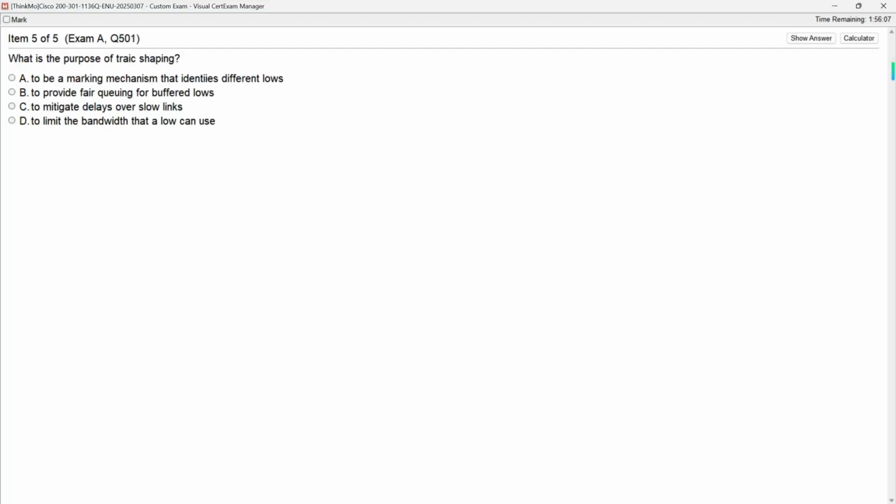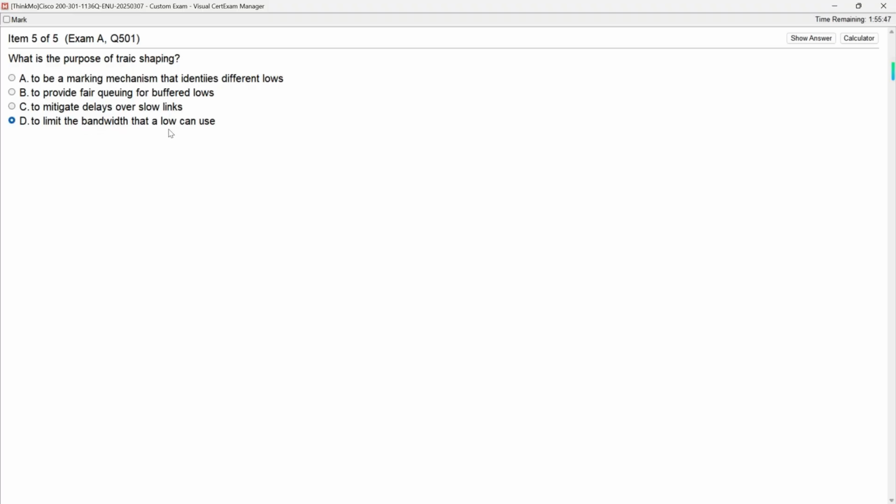All right, question 5. Question 5 is about traffic shaping. It asks, what is the purpose of traffic shaping? The technology itself is essentially a rate limiting technique, right? At its core, its main purpose is to force traffic to be forwarded according to the required rate, that is, according to the interface speed.